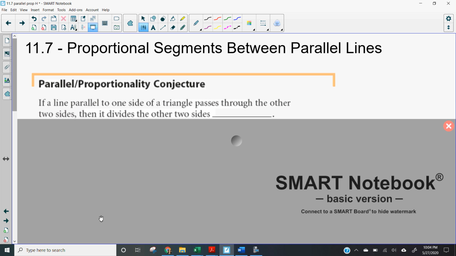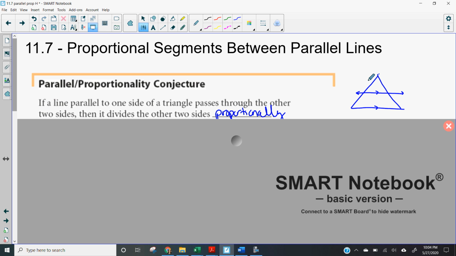If a line parallel to one side of a triangle passes through the other two sides. So here's a triangle. Here's a line parallel to one of the sides. It divides the two sides. So notice it broke these sides into pieces. It divides the two sides proportionally.